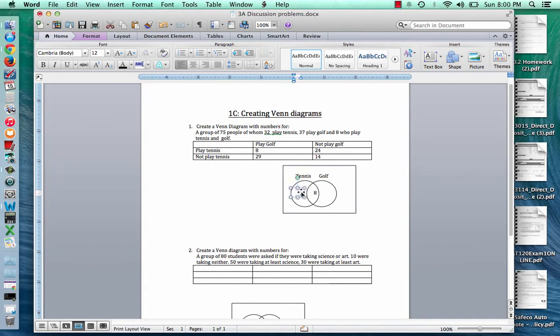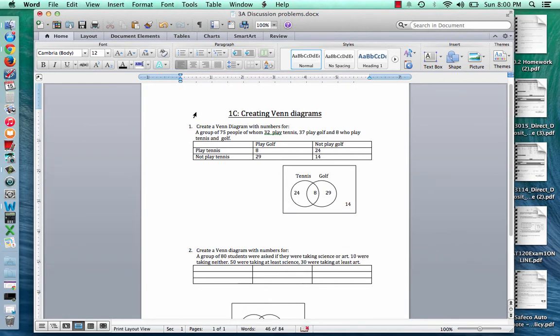Then over here, what's this region? Since it's in the tennis circle but not in the golf circle, these are the people who play tennis but do not play golf. That's 24 right there. This circle over here is the people who play golf but do not play tennis. That's 29. And then the outside is the neither-nor, those who do not play tennis nor play golf. That would be 14.